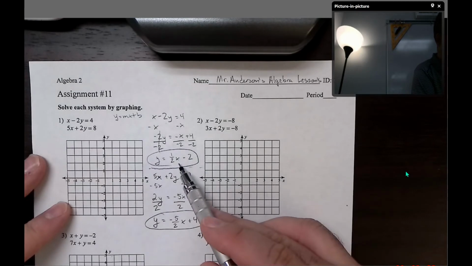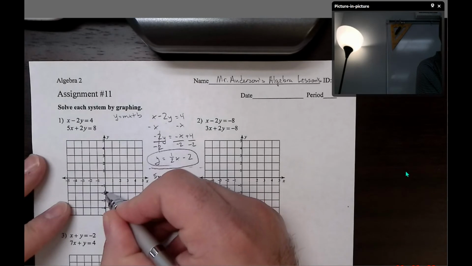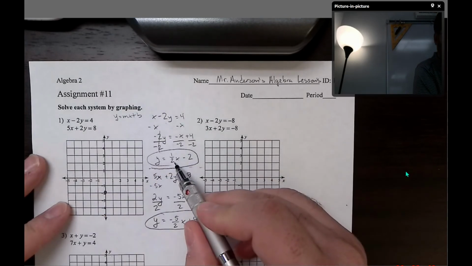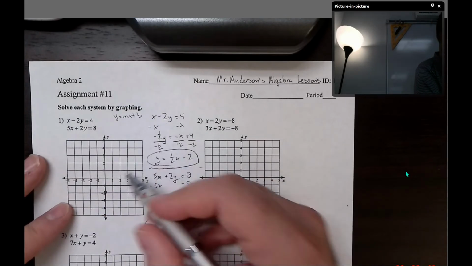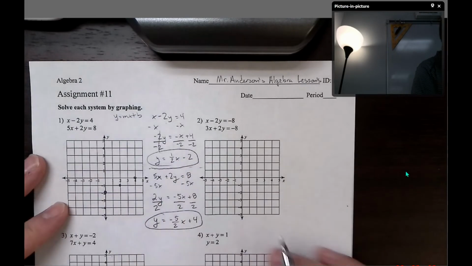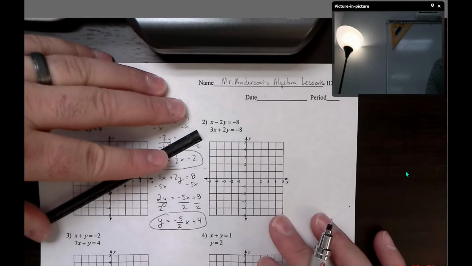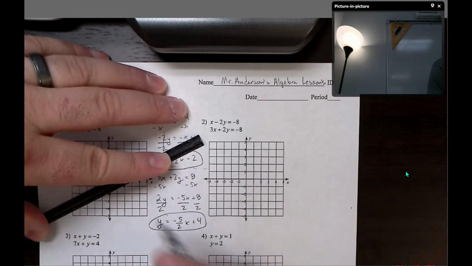I'm going to start with this one and start at negative 2 for my y-intercept, and I'm going to go up 1 and over 2 for my slope, 1 over 2, and there's my slope. I'm going to use my ruler to make my line, like so.